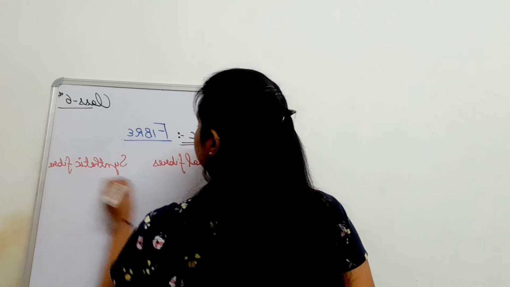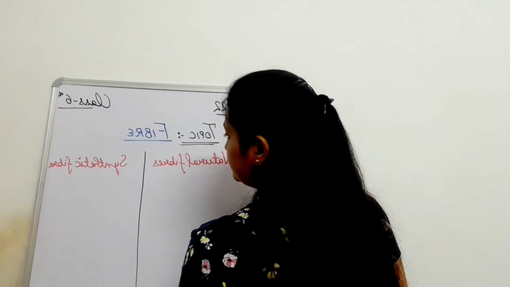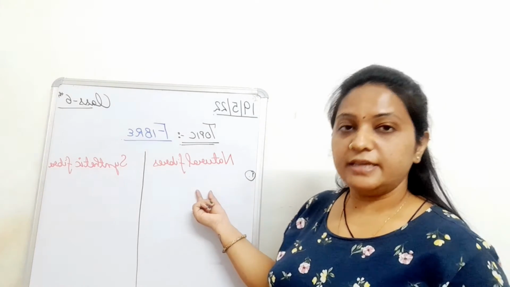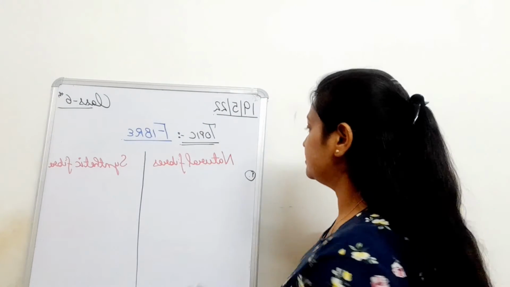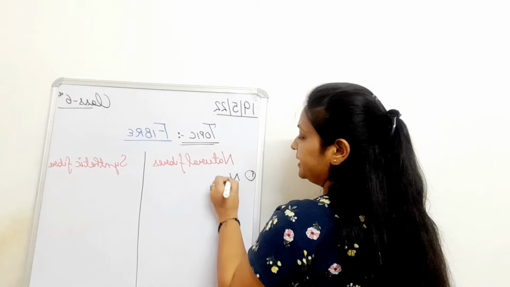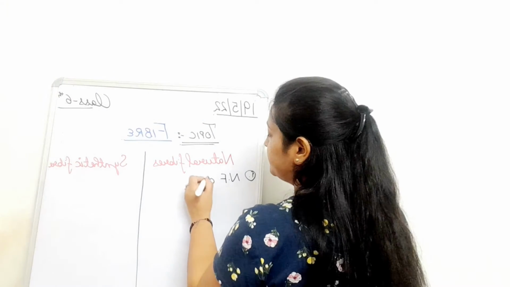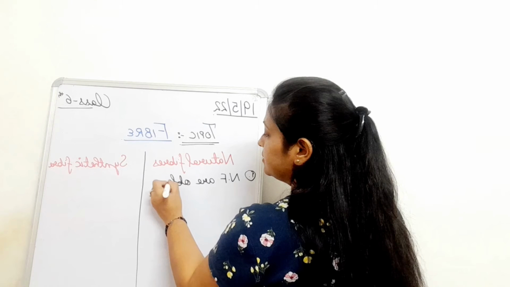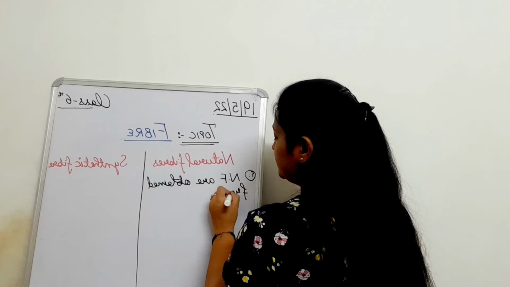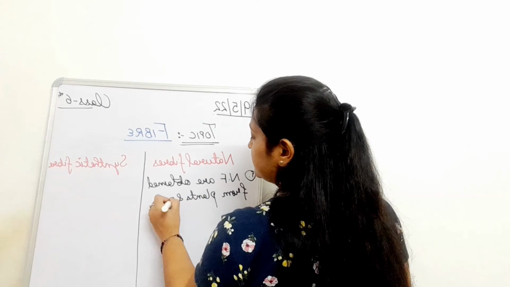And I want an answer from each of you. Each of you has to give one point. So the first point for the natural fibers. Yes, any student? I am writing NF here. NF means natural fibers. So natural fibers are obtained from plants and animals. Very right.